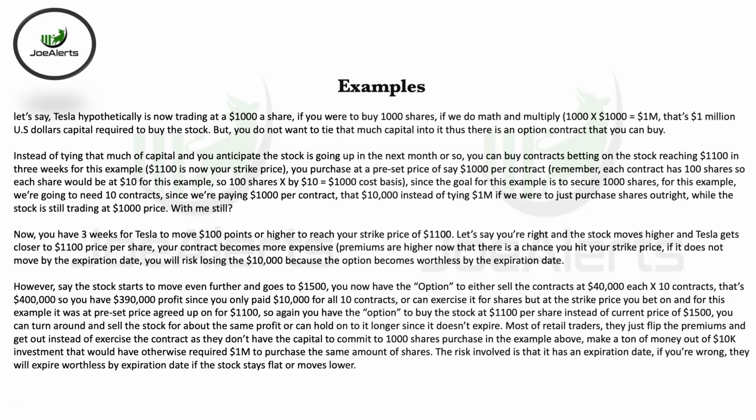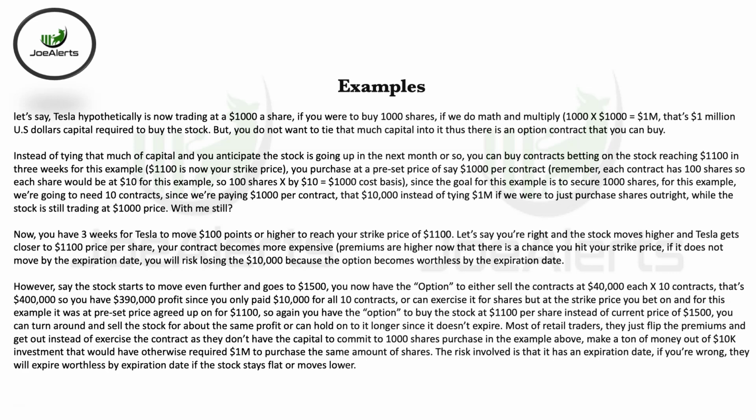You now have the option to exercise it for shares, but at the strike price you bet on. So that's the benefit of buying contracts. You have the option but not the obligation to exercise it at the preset agreed upon price. For this example, it was the preset price agreed upon of $1,100. That's your strike price. So again, you have the option to buy the stock at $1,100 per share instead of the current price of $1,500. So that's the benefit. You get it at a discounted price because you have an agreement with them.